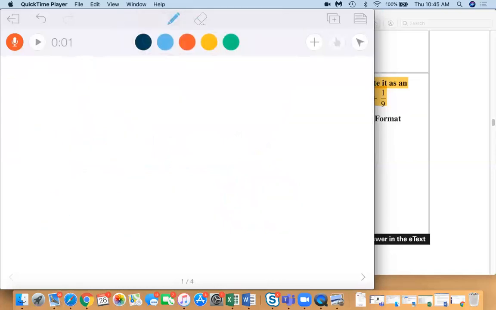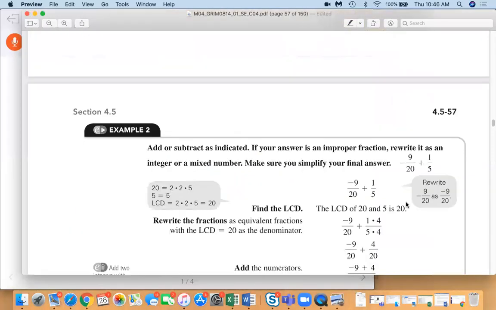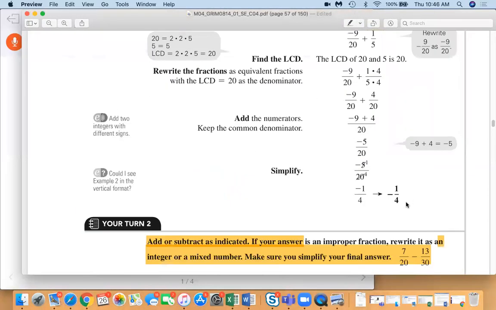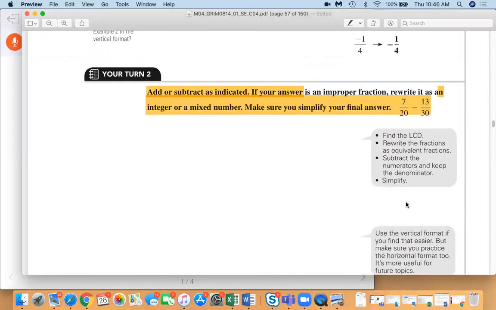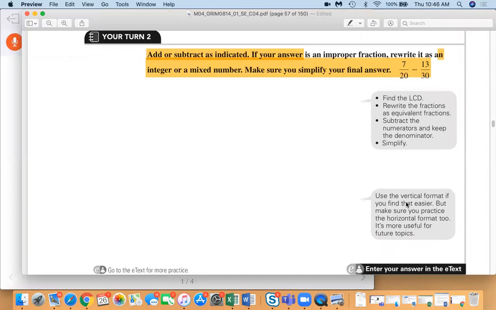All right, so let's go through another example. Let's see what's next. So we're on page 57 for anyone following along in their workbook. Add or subtract is indicated. If your answer is an improper fraction, rewrite it as an integer or mixed number. That's an important point because remember, in a couple of the MyLab quizzes, it's very specific. And even if it's correct and you leave it as an improper fraction, it'll mark it wrong. So I don't want you guys to get marked down for something like that.